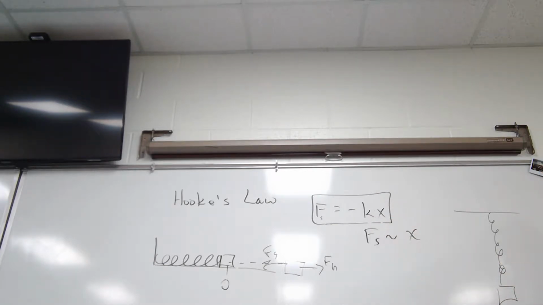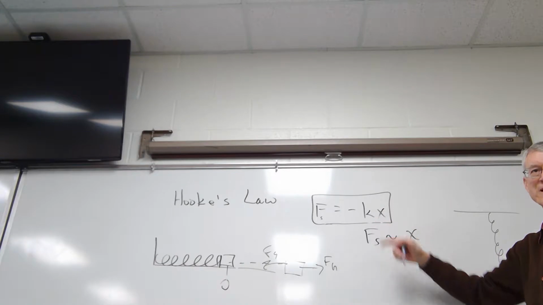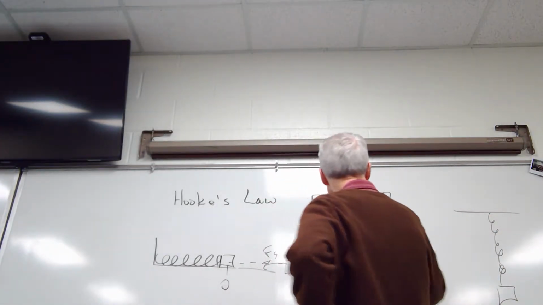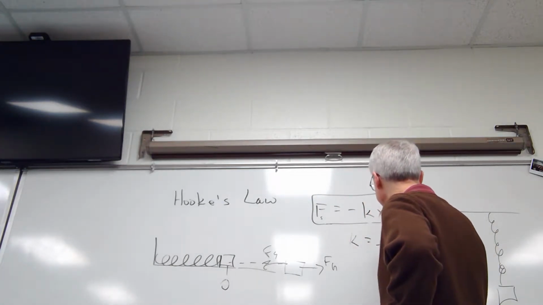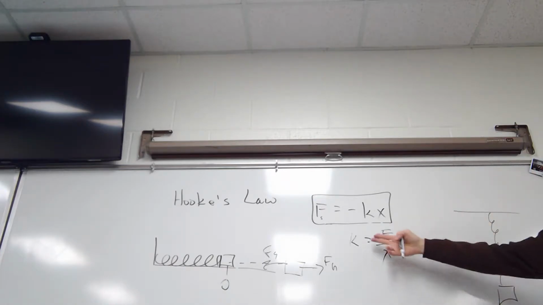So what do you do to get F and X? Because you need those two numbers to divide. How do you get F? Let's take them one at a time. K is going to be F divided by X. The negative doesn't matter. Now I'm just dividing these numbers to get K.